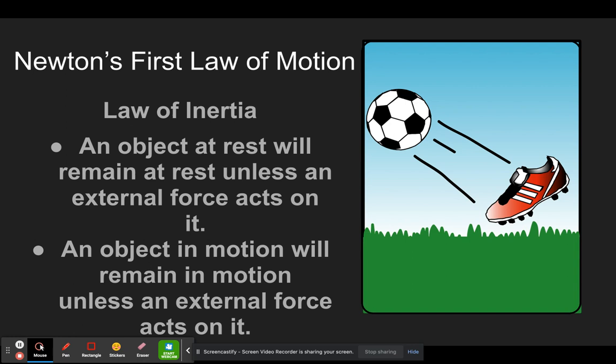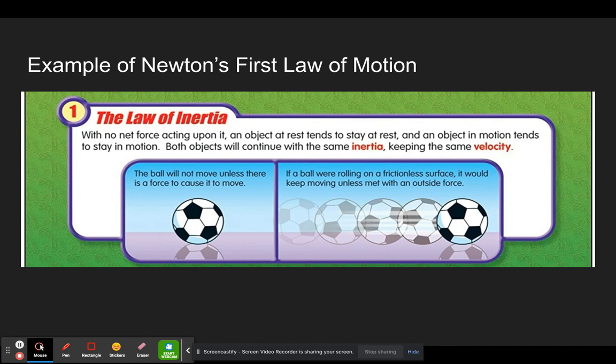It's kind of like opposites too, where an object in motion will remain in motion until an external force acts on it. So if the soccer ball was rolling, it would stop if I put my foot in front of it, meaning the external force of my foot would stop it in its tracks instead of letting it remain in motion. So the first one is the law of inertia. The two key words I want you to pull from that are inertia and velocity. We'll be talking about those in greater detail in the video for Newton's first law of motion.